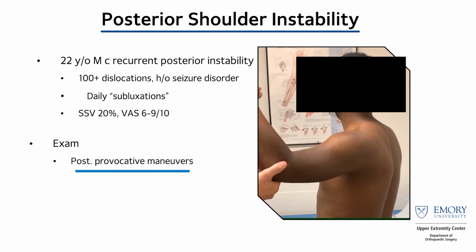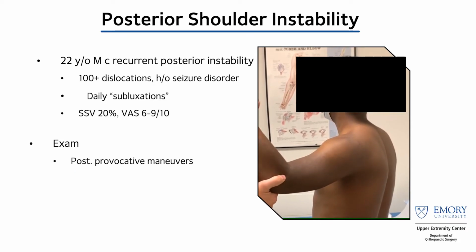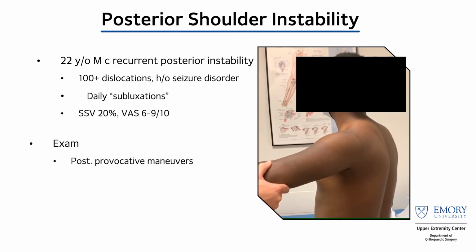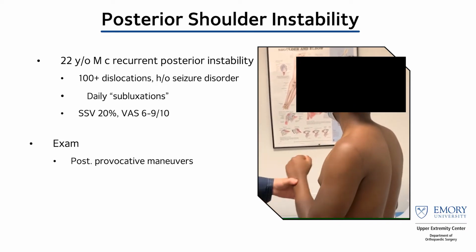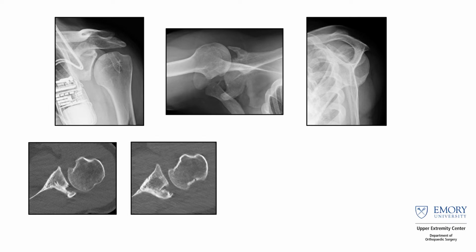So you can see I'm doing a posterior provocative maneuver, and you can see his shoulder subluxing in and out of the joint here. His shoulder motion is obviously very limited, and you can see how limited he is in his overall function. So static x-rays, you can see the AP, or the Grashey, looks pretty normal. The scapula Y looks pretty normal.